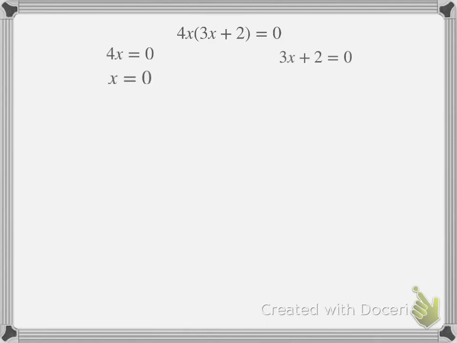4x equals 0 is very simply x has to be 0. Now you do have to solve a two-step equation on the other binomial. We take away 2, 3x equals negative 2. We divide by 3. We get x equals negative 2 over 3. And yes, I'm putting it into my set notation. Remember, it's brackets, not parentheses.